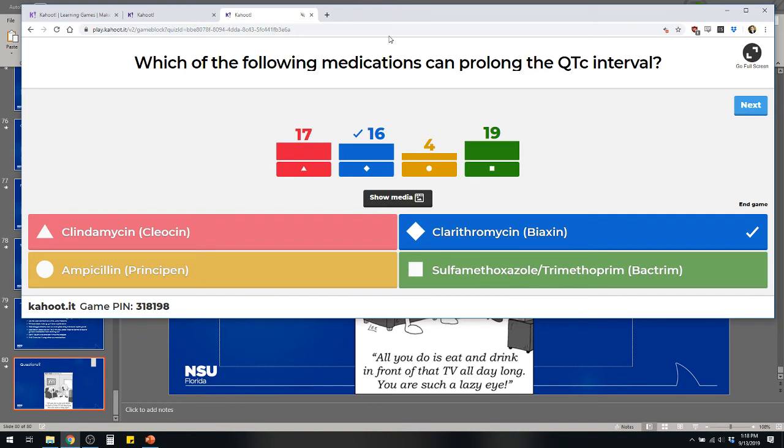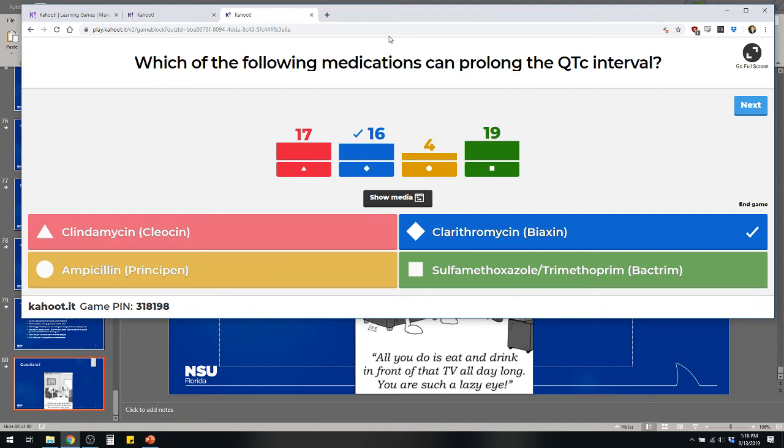All right, so looking at this, remember, what were the two classes of antibiotics we talked about so far that were big for causing QTc prolongation? Macrolides and fluoroquinolones, right? Those are two big classes we talked about. How can you tell if something's a fluoroquinolone? Yeah, floxacin, right? So levofloxacin, ciprofloxacin, that's how you know it's going to be a fluoroquinolone.